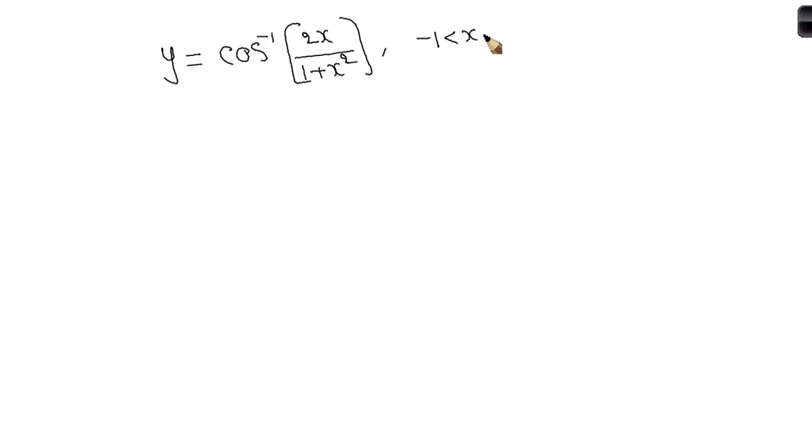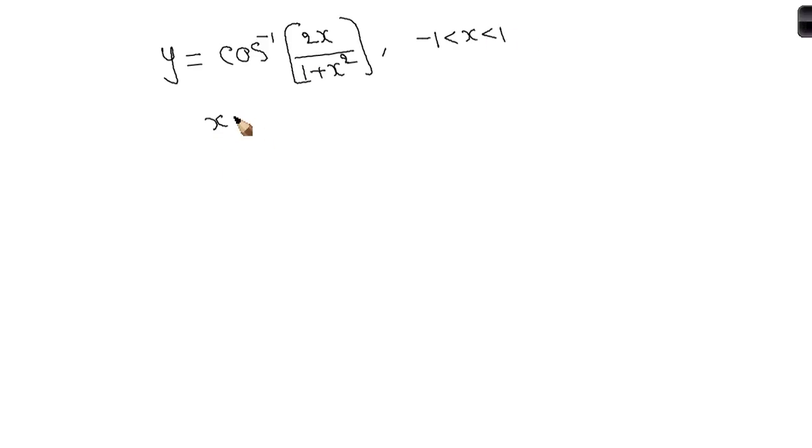Good. The next question would be y is equal to cos inverse of 2x upon 1 plus x square, for minus 1 less than x less than 1.